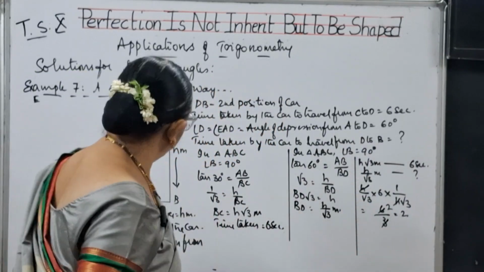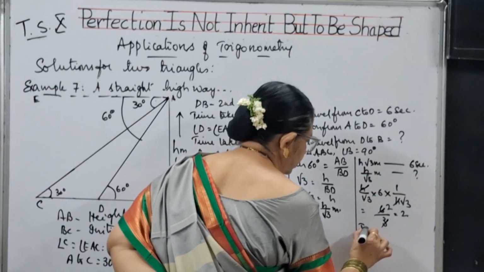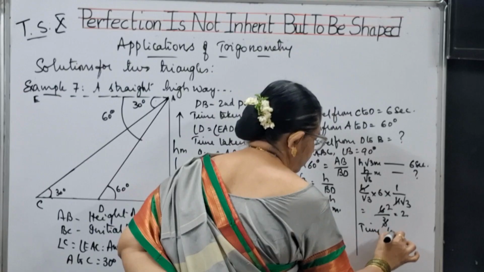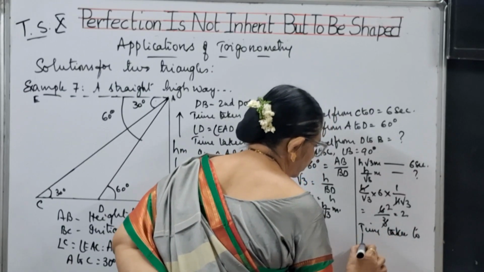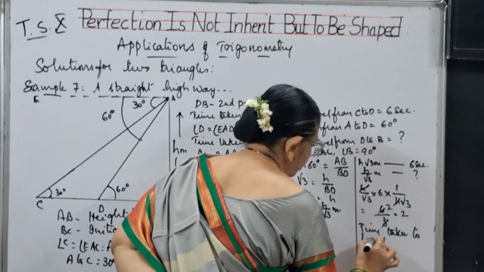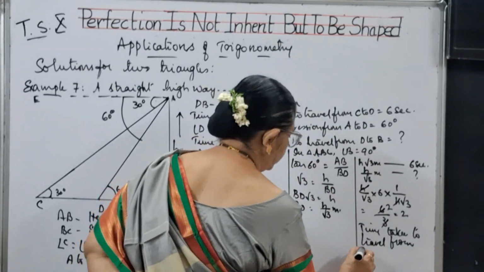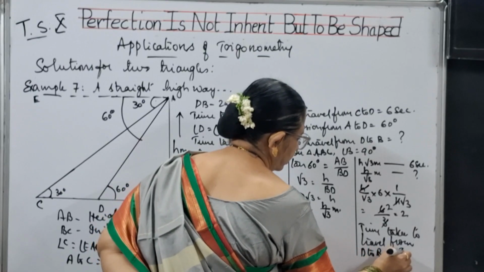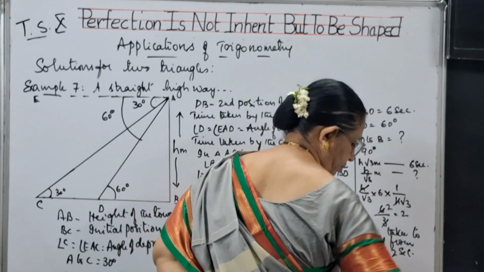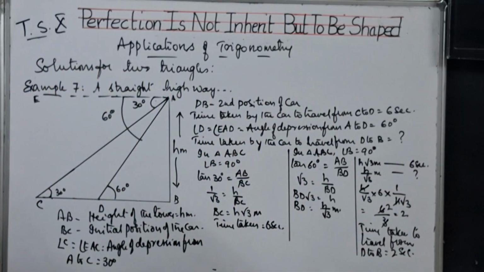So what is the question? Time taken to travel from D to B is equal to 2 seconds. This is the answer, children, for this problem. Please note it down.